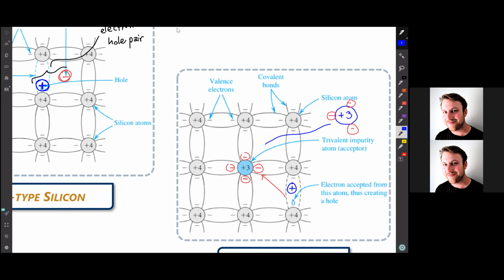And that hole is a mobile charge because it could move to another bond, if another bond filled that hole with its electron. So I could say this electron then might move there and create a hole in its place.